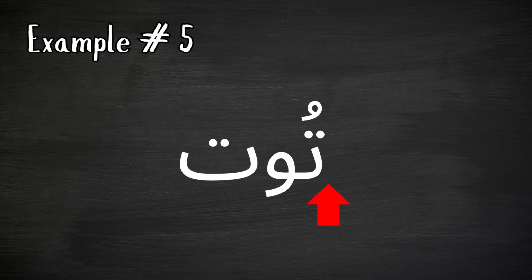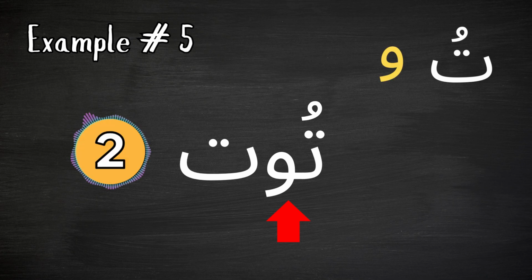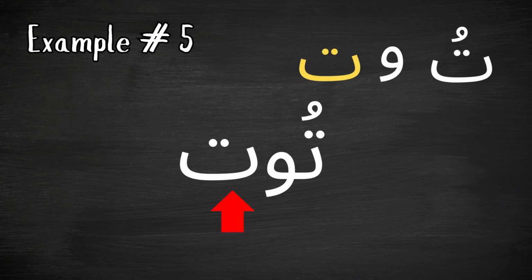Example 5. Toot, meaning berries. The first letter Tu. Round your lips. It is a short sound Tu. Then comes long vowel Wow. Stress the sound and hold it for 2 beats. Tu. At the end, the letter has no vowel, so it remains still when we read it. T.